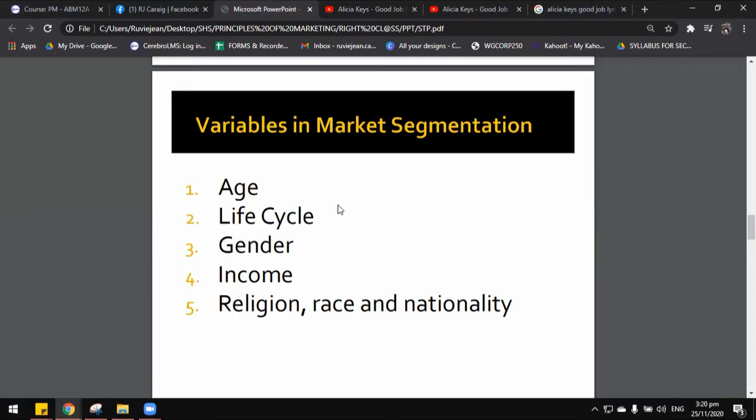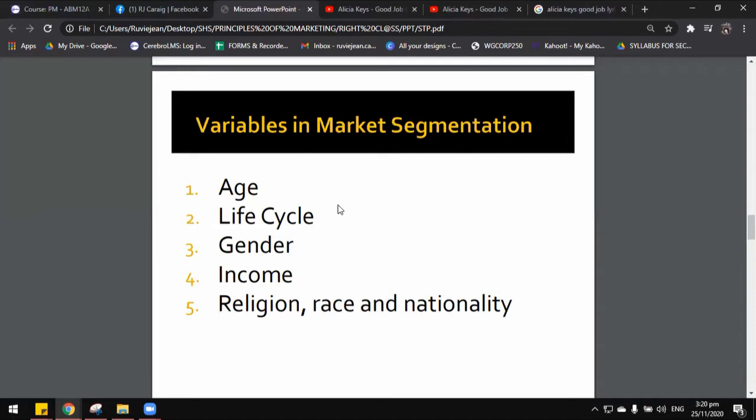Next one is gender. Gender is another factor that can affect demographic market segmentation. For instance, men and women may be highly concerned with the type of personal hygiene products that they will purchase. For example, specific variants of deodorants are now being claimed as appropriate specifically for the physiological characteristics of women and men, 'di ba? Iba-iba na ngayon, may pangbabae na sabon, may panglalaking sabon, 'di ba? So, gender.